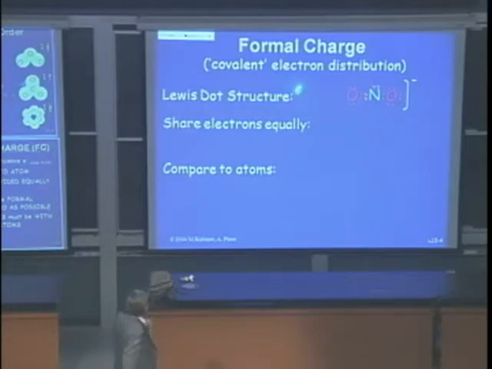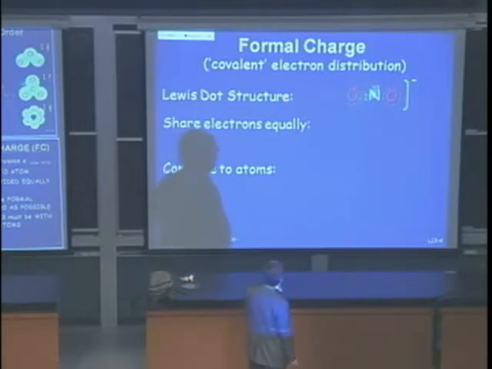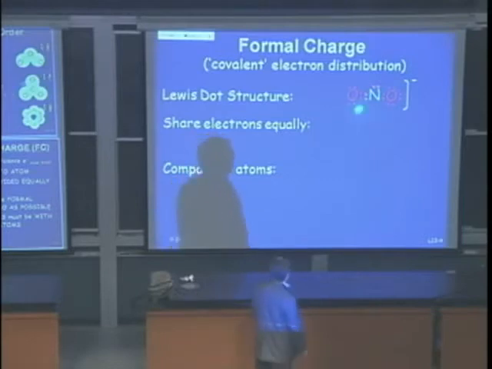So let's look at the nitrogen here. If we share the electrons equally, this is how it looks. There's the nitrogen; this is 2, 4, 6, 8. The oxygen has the octet: 2, 4, 6, 8. The nitrogen has 2, 4, 6, 8, also octet rule. So that's a very well balanced Lewis dot structure.